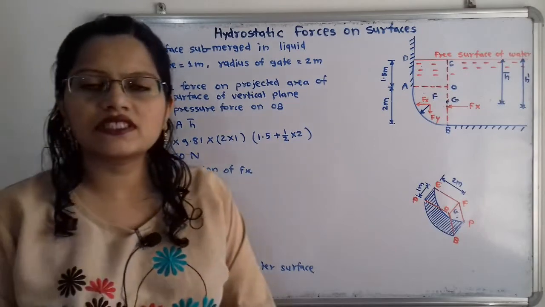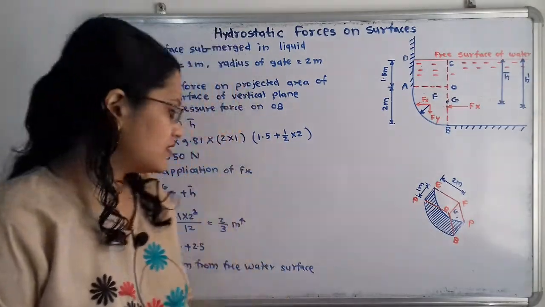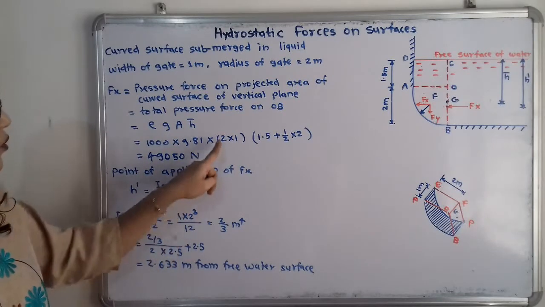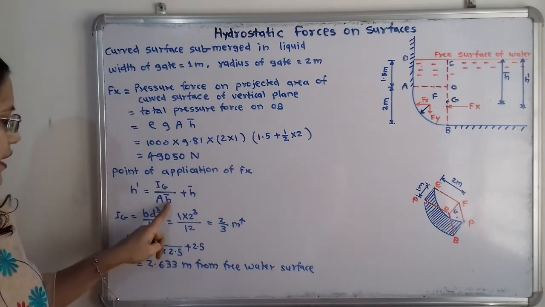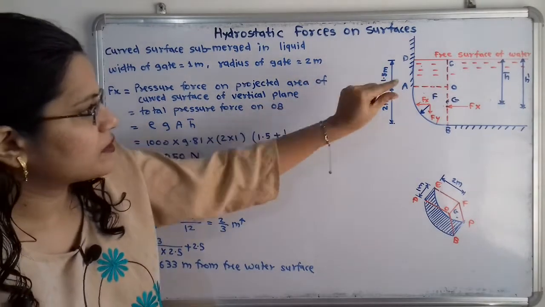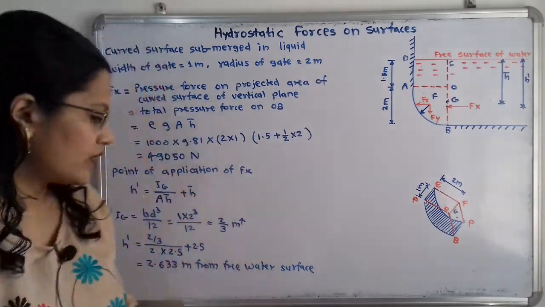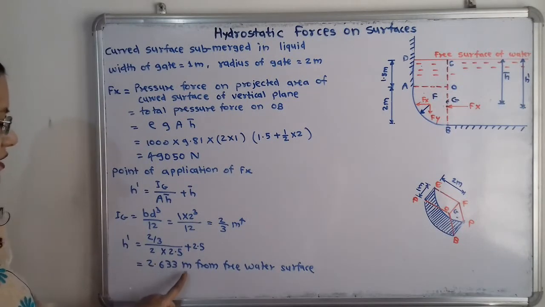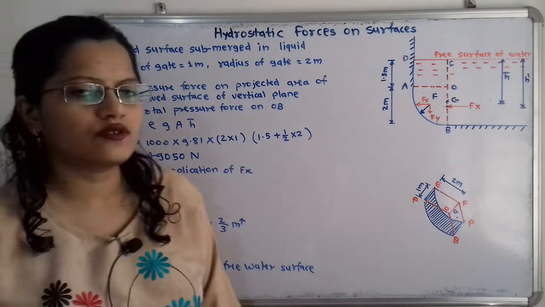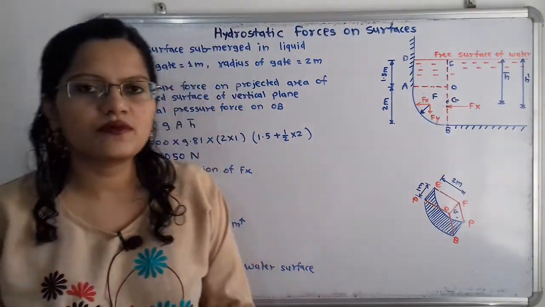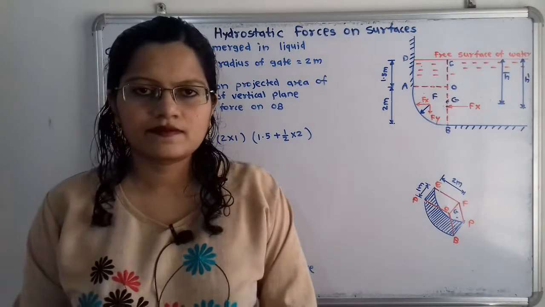Now we can easily calculate this H dash. We know Ig, then the area is 2 into 1, that is 2. H bar is also known, that is 1.5 plus 1, that is 2.5. So what is the answer here? That is 2.633 meter from the free surface of water, and this is the point of application of this force Fx.